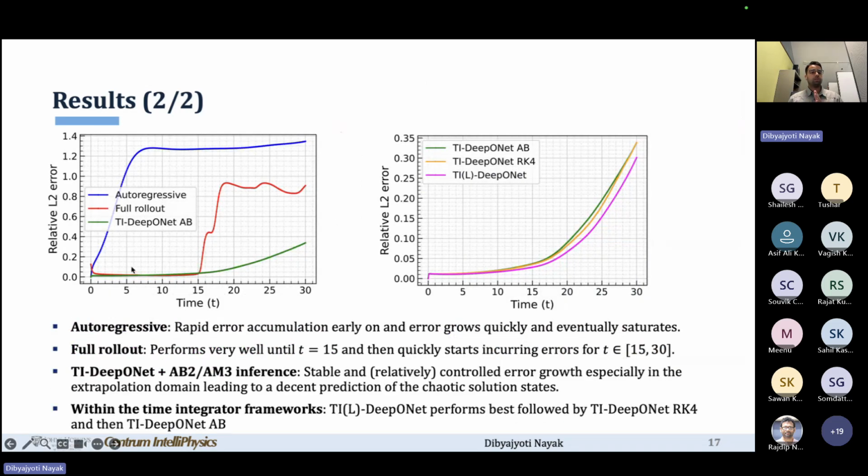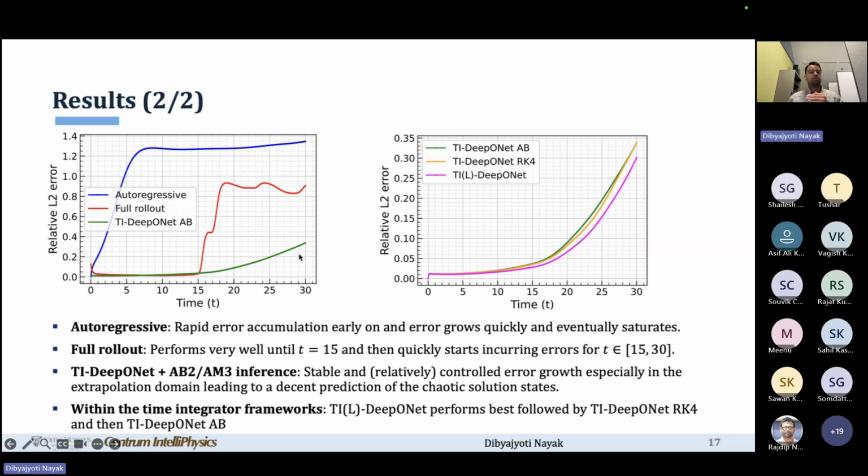So here you can see autoregressive. There is rapid error accumulation early on. It grows very quickly, and then we saw that it saturates after a point once it reaches a certain threshold, and then the errors still keep on growing. In the full rollout case, you can clearly see that until t equal to 15, which is the training temporal domain, the relative L2 errors were quite good. At some parts of the temporal domain, the full rollout has slightly better performance than the TI-DeepONet, but once you exit into the extrapolation domain, you can see that the TI-DeepONet has a more stable and controlled error growth.